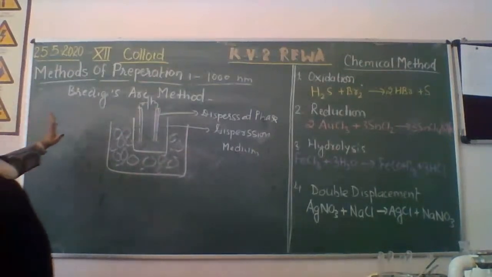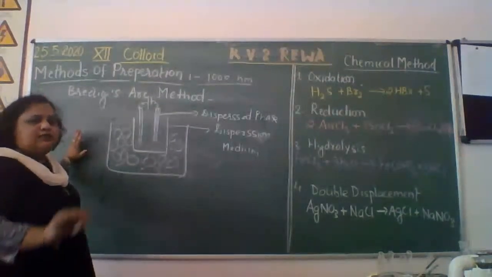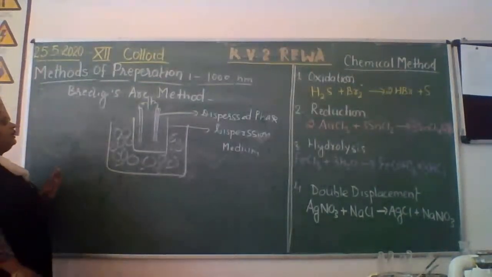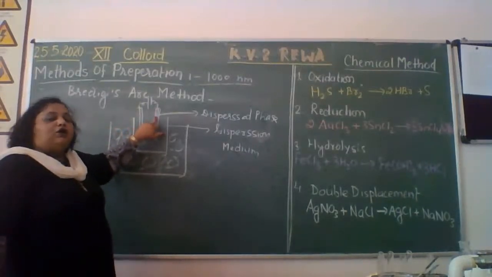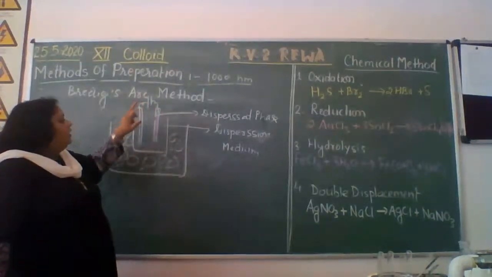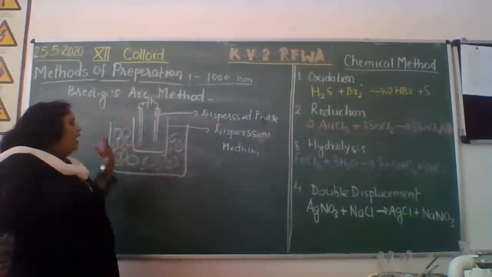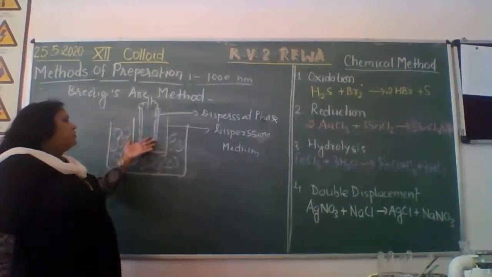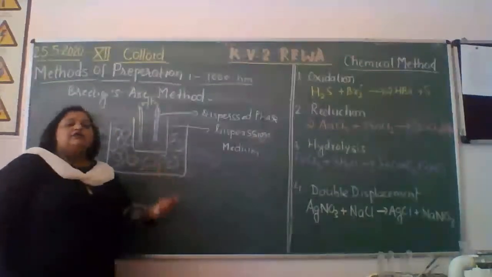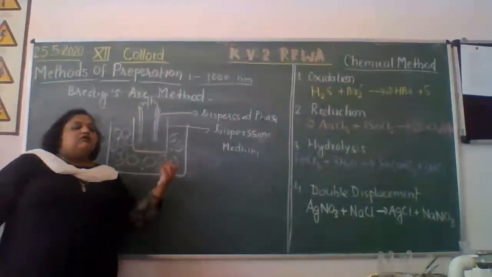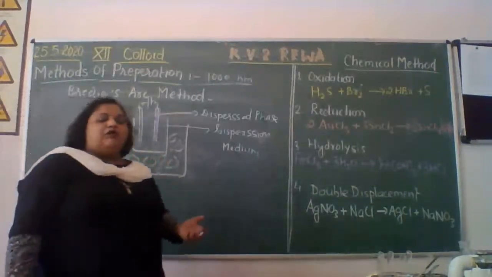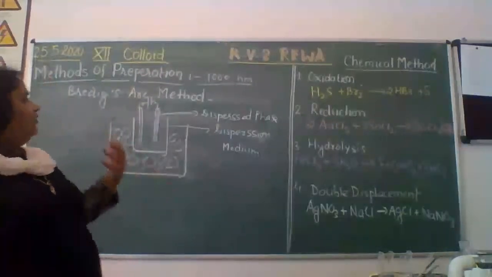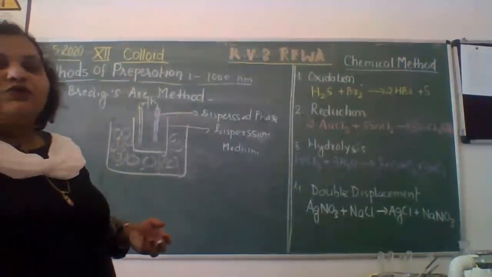This is the Bredig's arc method. Not a big deal. Simple. What do you have to do? You have to take the dispersion medium in the inner container, and the dispersed phase as a metallic rod. You have to connect them with the battery and produce the electrical spark. As the spark is produced, vaporization will take place. But since the ice bath is present there, it will simply cause condensation, and this colloid will be prepared. So what kind of method is it? It is association, dissociation.